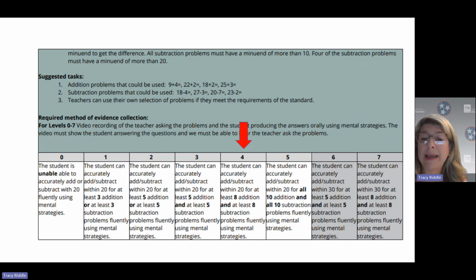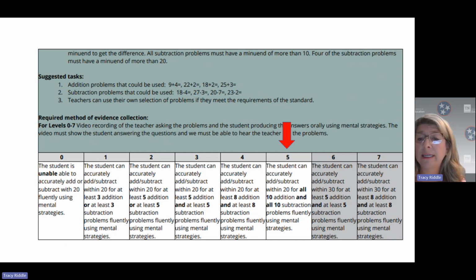Once students have mastered level 4, then you will look at level 5. At level 5, the student can answer all of the 10 addition and all of the 10 subtraction problems that were at the first grade standard correctly. They've gotten all 20 problems correct. That is a level 5.